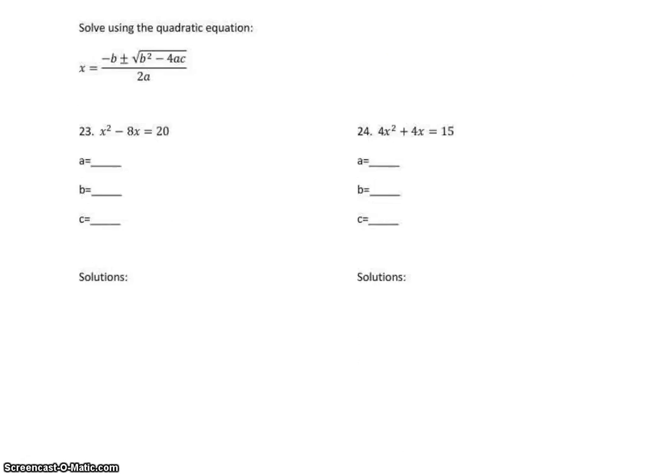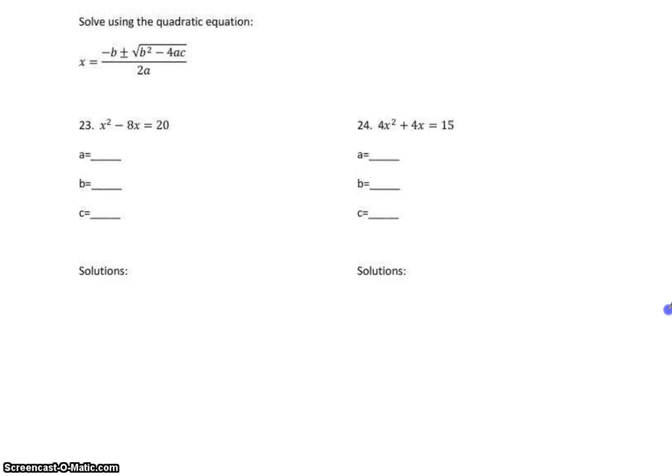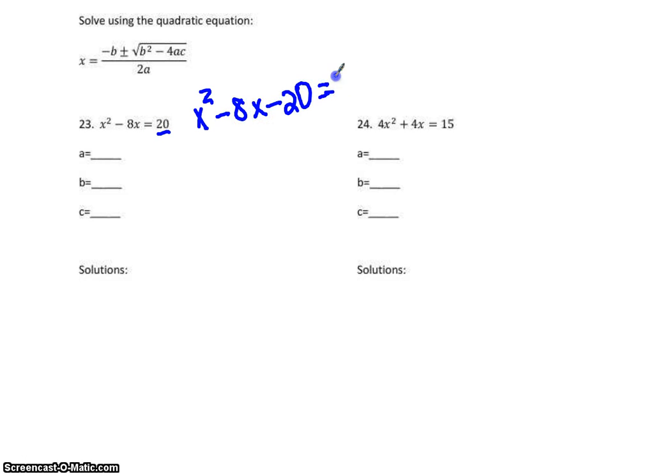And then the last thing you have to be able to do is use the quadratic equation. Remember that the first step is to have everything on the same side. So this 20 has got to move. And it becomes x squared minus 8x minus 20 equals 0. When you cross the equal sign, you do the opposite sign.